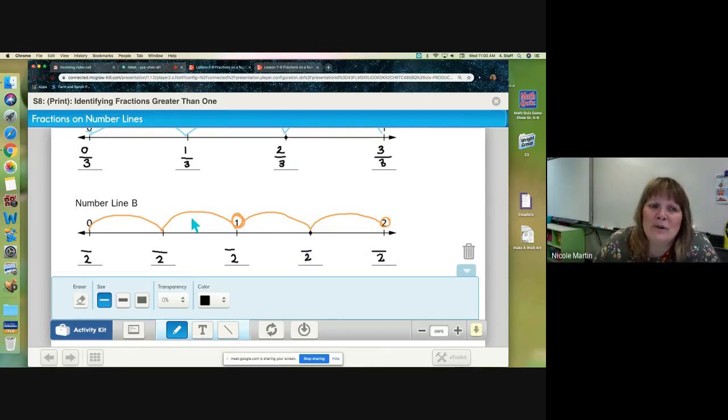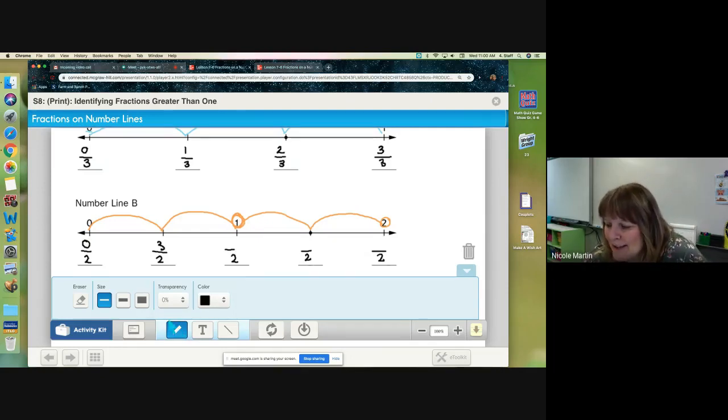Now, if we go back to our first number line, we'll see a pattern: 0, 1, 2, 3. Let's see if that pattern continues here. So we started off at 0, so we have 0 halves. We do a jump. We have 3 halves. We're going to do another jump. Now, oh, Mrs. Martin, you did it wrong. Did anyone catch it? Come on, who caught it?